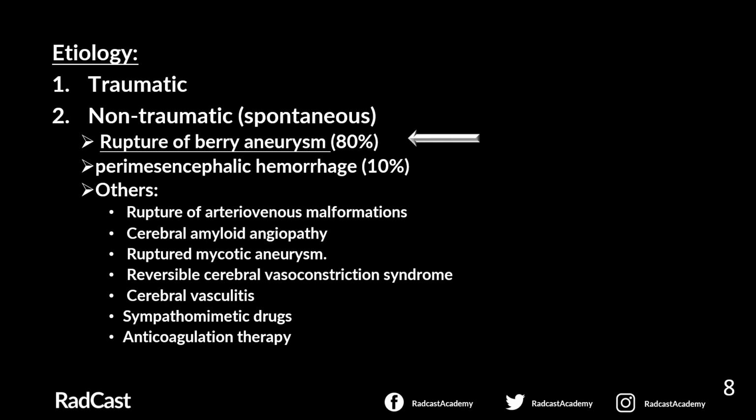Other causes include ruptured arteriovenous malformation, cerebral amyloid angiopathy, which is the most common cause of cerebral convexity subarachnoid hemorrhage in elderly patients. Also, reversible cerebral vasoconstriction syndrome, which is the most common cause of cerebral convexity subarachnoid hemorrhage in younger patients. Cerebral vasculitis, and using sympathomimetic drugs or anticoagulant therapy are other causes.